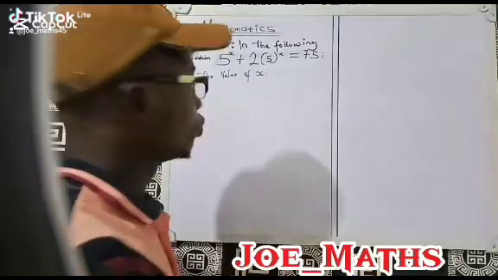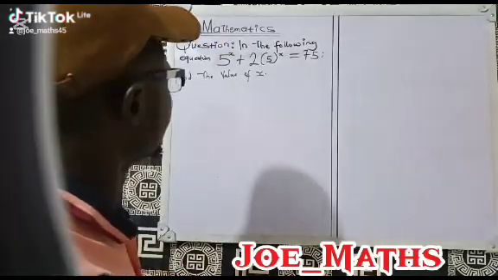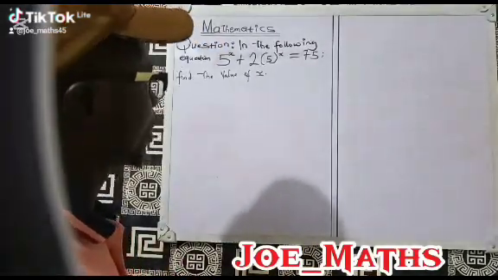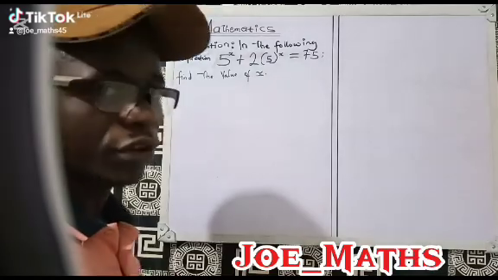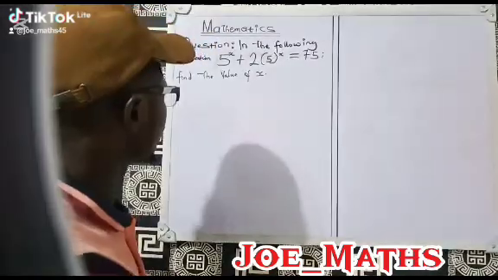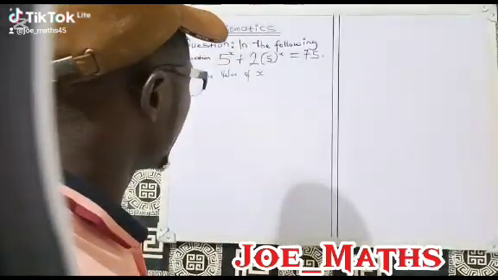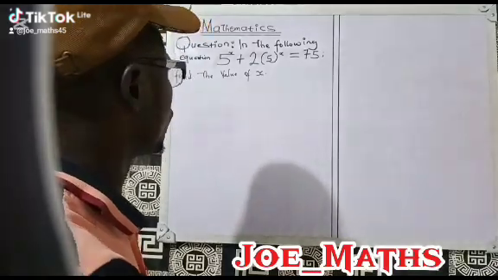Let's solve this indicial equation without substitution. We have 5^x + 2(5^x) = 75, and we are asked to find the value of x. Our normal way of doing it is to just substitute for 5^x.